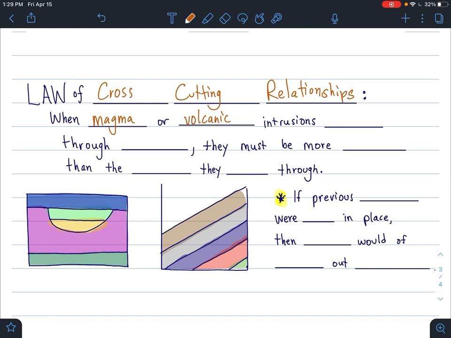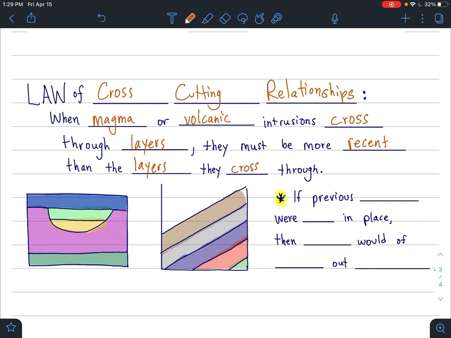So when magma or volcanic intrusions cross through layers, so cross, that's where cross-cutting relationships comes from. When magma or volcanic intrusions cross through layers, they must be more recent than the layers they cross through. So there we have cross-cutting relationships.